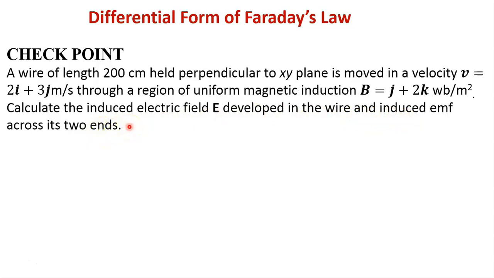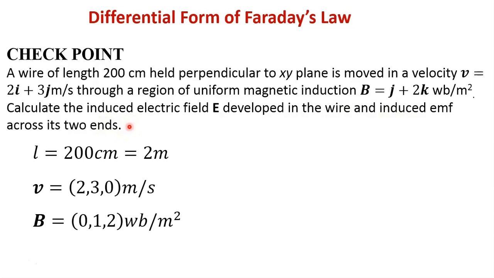So whenever we want to attempt a problem, we should write the given things, and the moment we write them, we have to realize whether they are in a common system of representation or not. I mean the MKS system or the CGS system. The MKS system we call the system international, and the length of the conductor, which is straight, parallel to the z-axis and perpendicular to the xy plane, is 200 cm, meaning 2 meters.